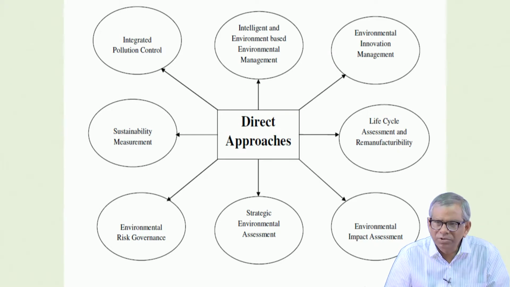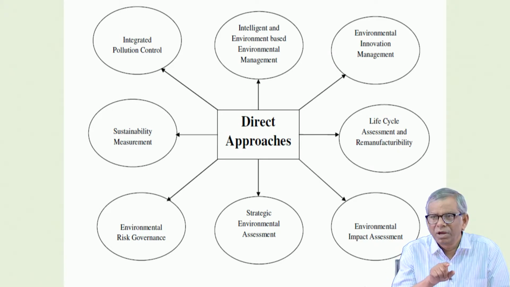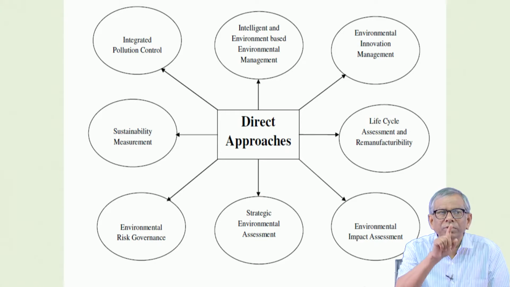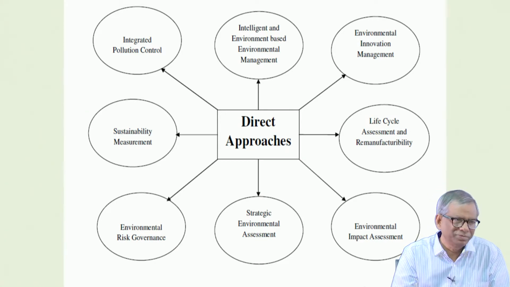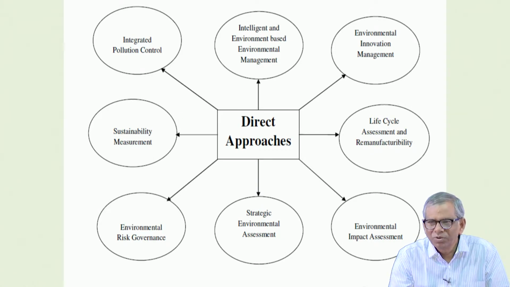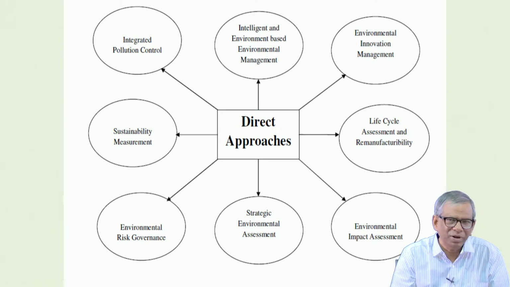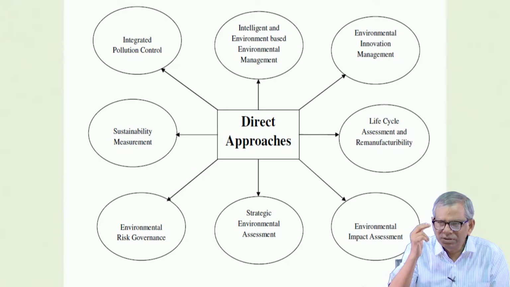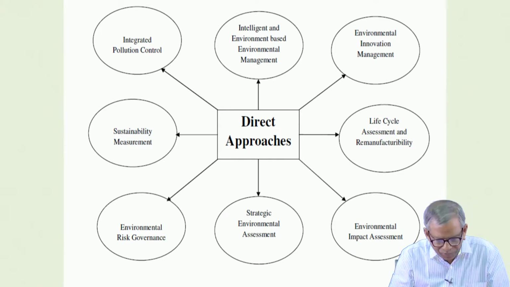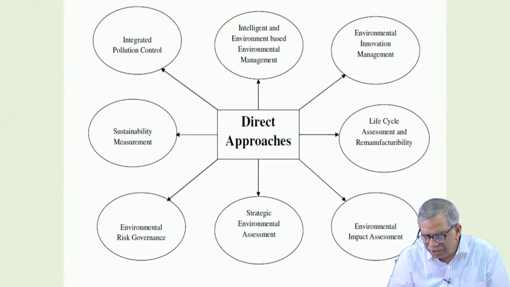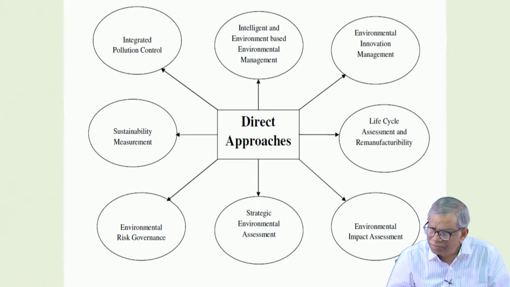So integrated pollution control, get the details, and you just check for which kind of system this is applicable. Under integrated pollution control, there could be different approaches. Which approach is applicable in which particular situation? Is it okay? So that sort of decision you must be able to take. Intelligent and environment-based environmental management, environmental innovation management, life cycle assessment and remanufacturability, I have already mentioned, environmental impact assessment.